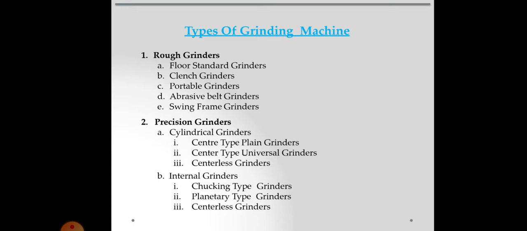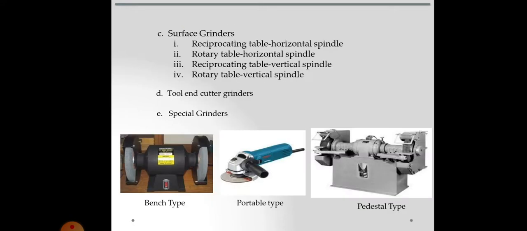Grinding machines are classified into rough grinders and precision grinders. Rough grinders are classified into floor stand grinders, bench grinders, portable grinders, abrasive belt grinders, and swing frame grinders. Precision grinding is classified into cylindrical grinders and internal grinders. The cylindrical grinders are center type plain grinders, center type universal grinders, and centerless grinders. Internal grinders are further classified into three categories: chuck type grinders, planetary type grinders, and centerless grinders.